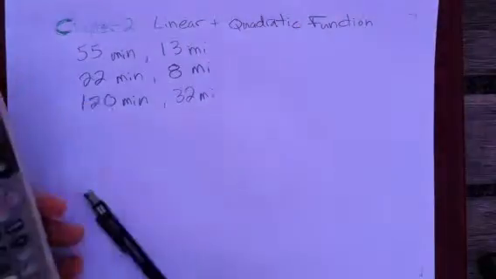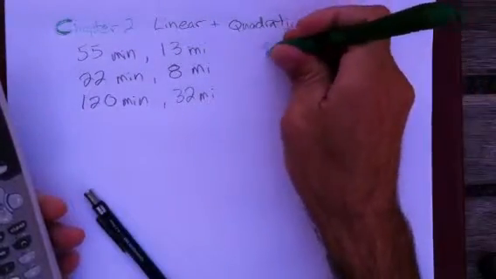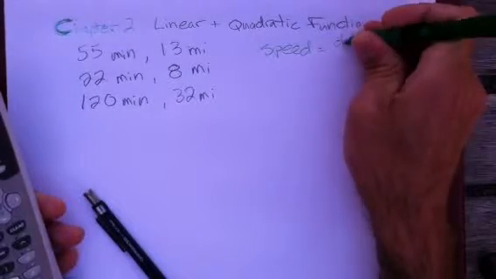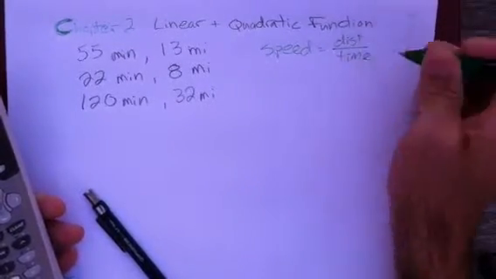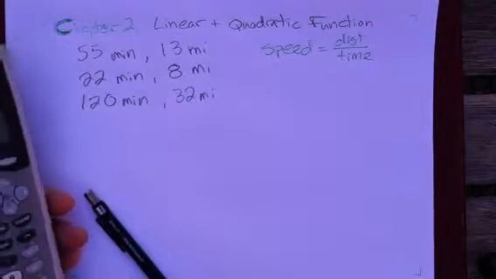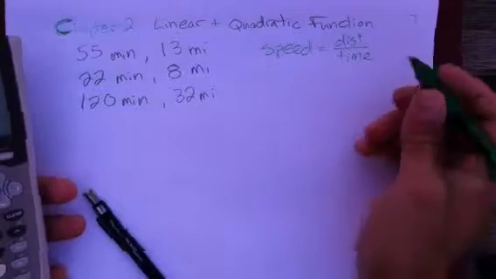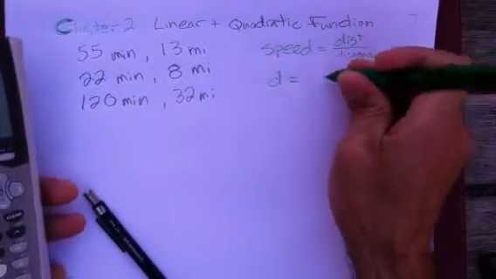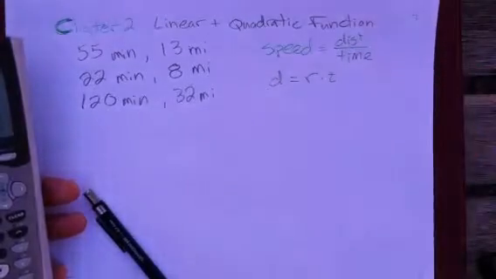So some relationships that might help here. Talk about speed, which is distance over time. We talked about average rate of change in the last section. That comes up again in this chapter. Distance equals speed times time, or rate times time, another useful one there.